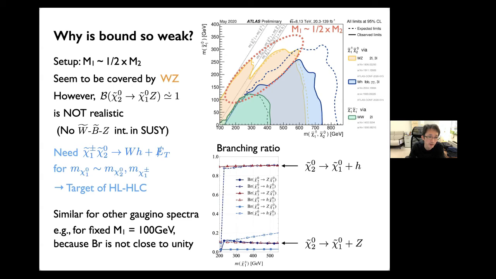However, we can easily see that the branching ratio of the next-to-lightest neutralino decaying into the lightest neutralino plus Z is not unity, is not one, in a realistic setup. In this setup, the experimentalists assume that the branching ratio is equal to one, but this is not realistic because in SUSY models, the WWZ interaction does not exist. So the dominant channel is the next-to-lightest neutralino decaying into the lightest neutralino plus a Higgs boson. So we need higher sensitivity on this channel, the production of WH plus large missing transverse energy. This is an important target of the high luminosity LHC.